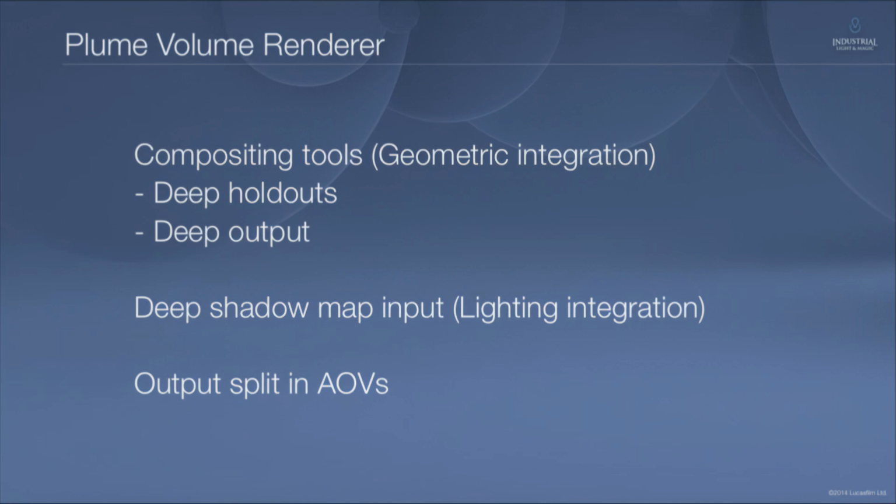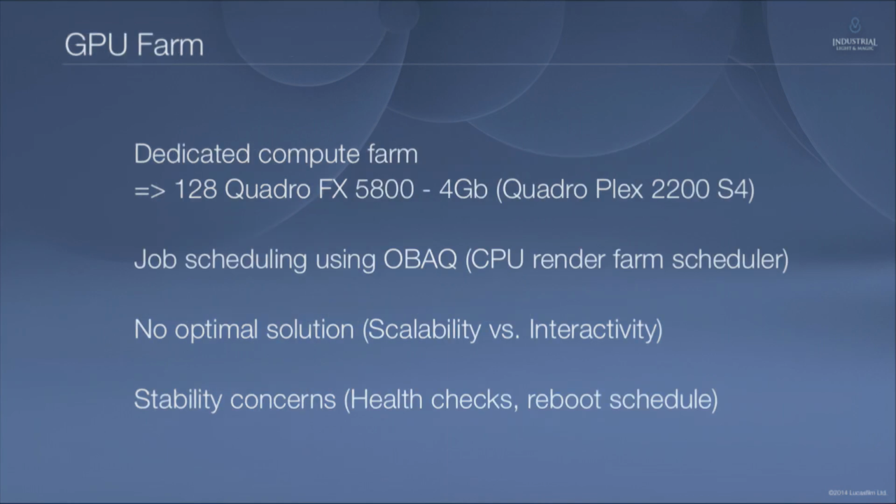Like any production renderer, it has to tie to the rest of the pipeline, and in terms of geometric integration, it's typically deep buffer holdouts, deep output, and deep shadow map input for the lighting integration. This is for hard surface objects to cast shadows onto plume elements. And also the typical splitting of the components into different AOVs, arbitrary output variables, which are fire, smoke, scatter, and I'll show you examples of that later.